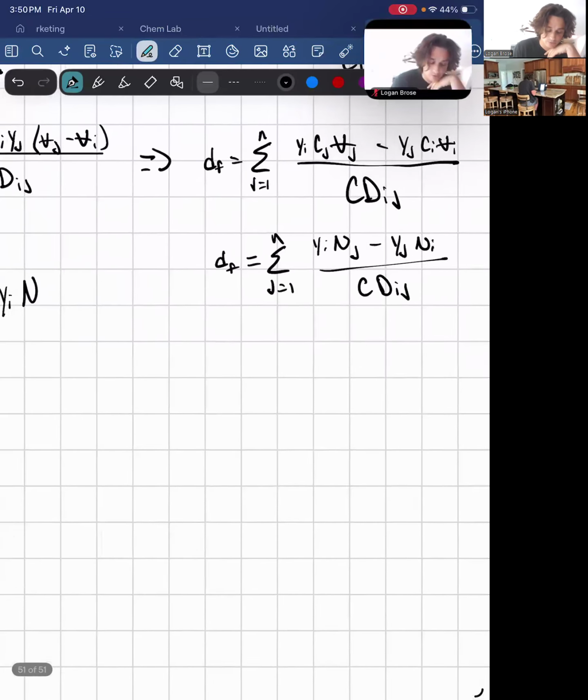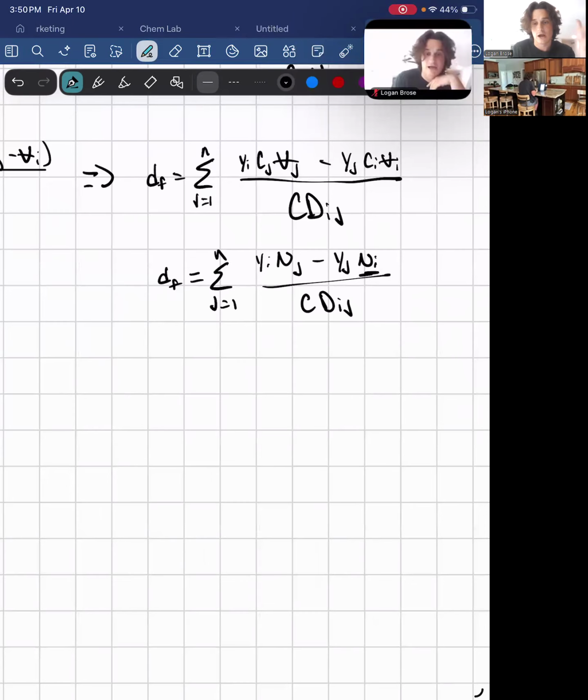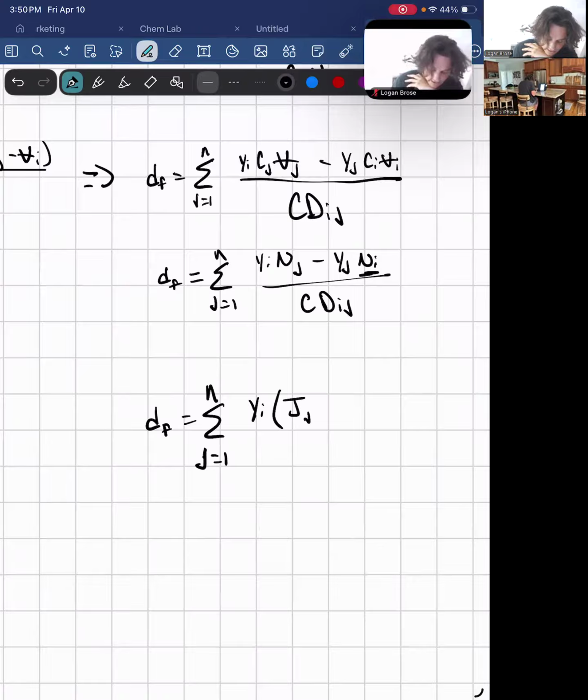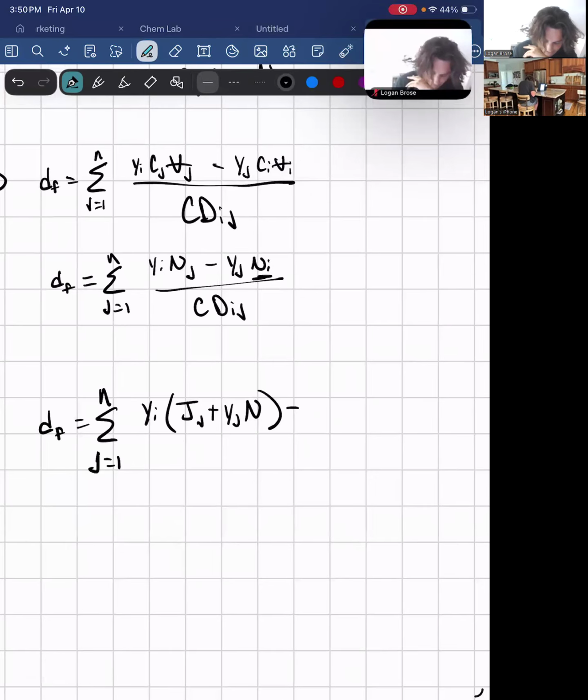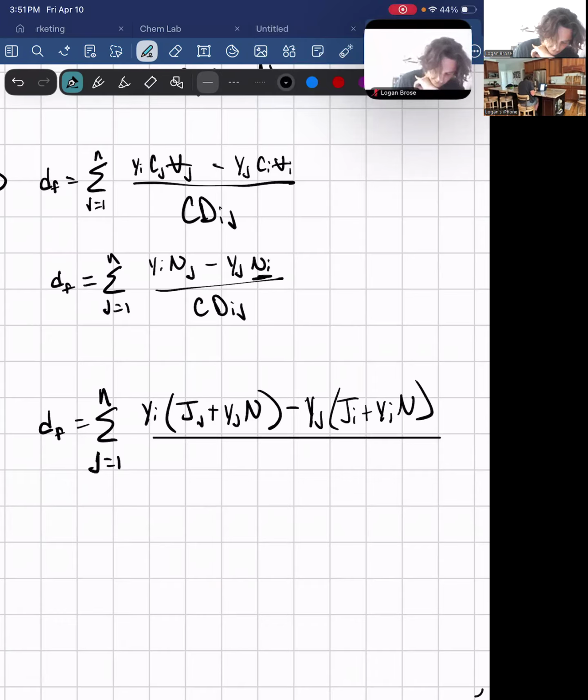So we know this. We have our N_i or our N_j, and so we can plug these in. So our driving force equals the sum of y_i times (J_j plus y_j N) minus y_j times (J_i plus y_i N), all over our concentration times our D_ij.